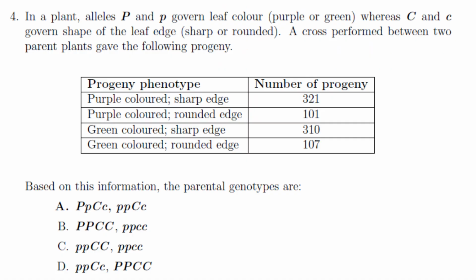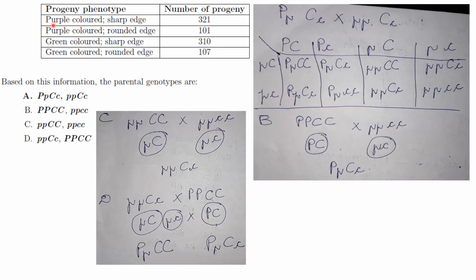Now next one. In a plant, alleles capital P small p govern leaf color, purple and green, whereas capital C small c govern the shape of the leaf edge, sharp or rounded. A cross was performed with the two parent plants and the following progeny was obtained. So this is the offspring. These are the number of progeny. Based on the information, the parental genotypes are.